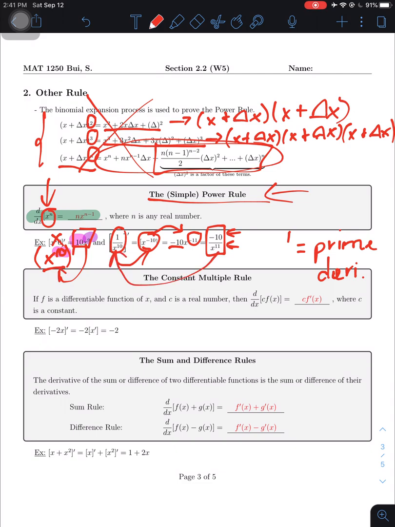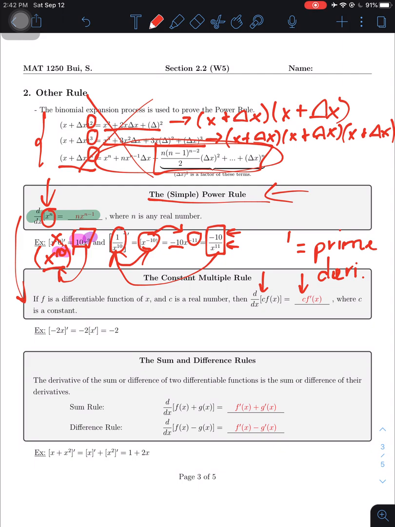Now, let's talk about the third rule we have for today: the constant multiple rule. This one is pretty simple to me. Whatever number you have in front of the x, or in front of the group you're talking about, you just bring it out front first. You set it apart from the variable, and then you take the derivative of the variable. In this one you have to use the power rule, which is why the power rule comes first and the constant multiple rule comes second.